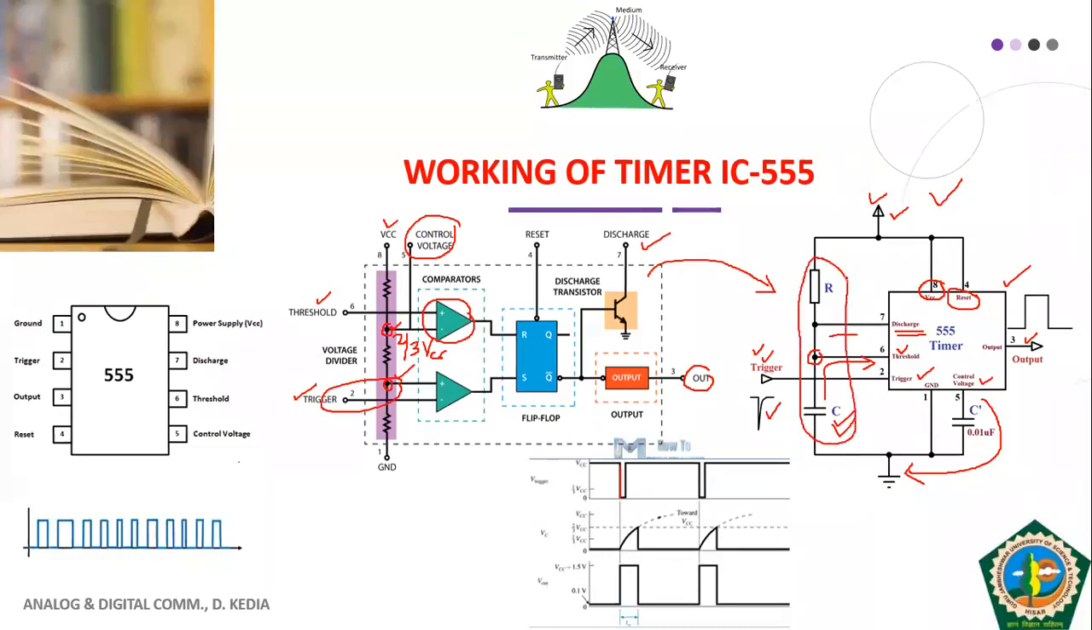Fine. Sorry, I made a wrong statement in a way. The voltage across terminal 7 will discharge to the ground through this discharge transistor. So what will happen? Whatever voltage has come across the capacitor will discharge through this discharge transistor. Fine. So this is how your connections are made.